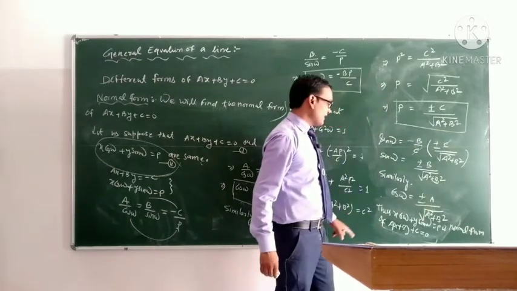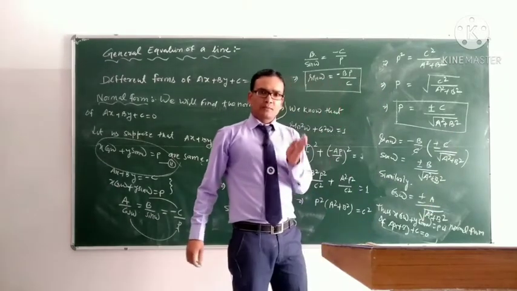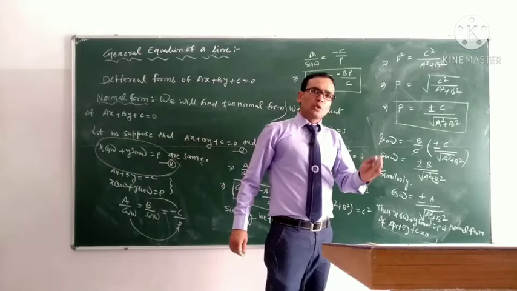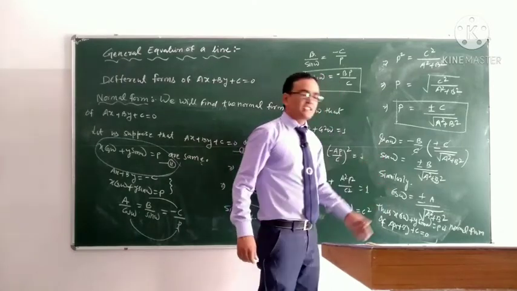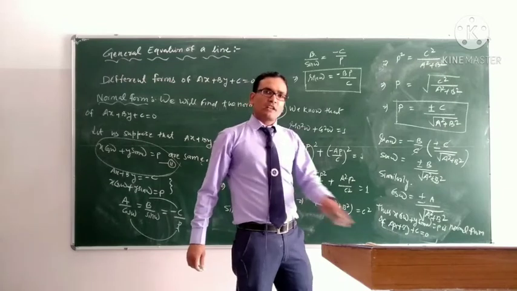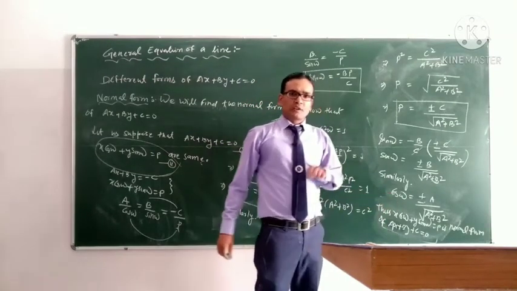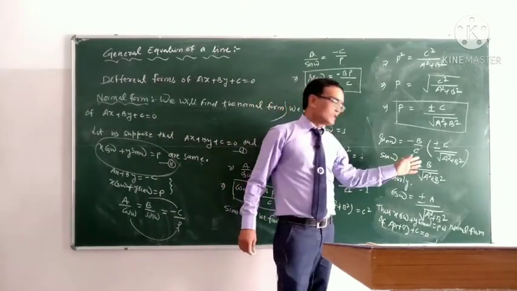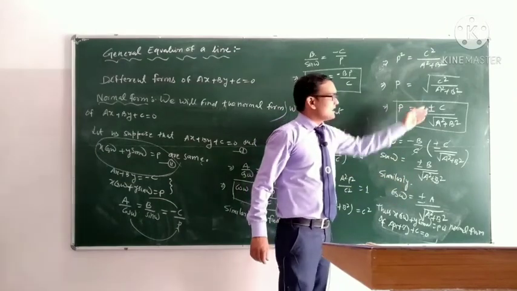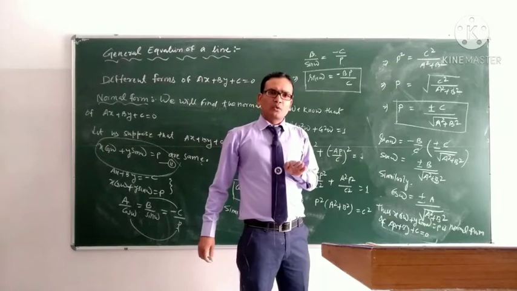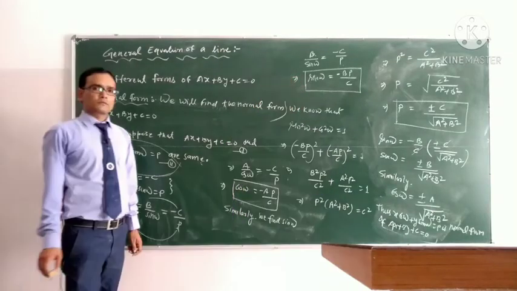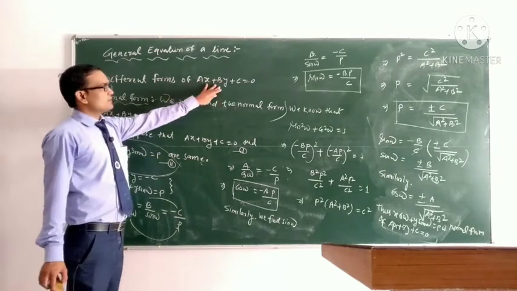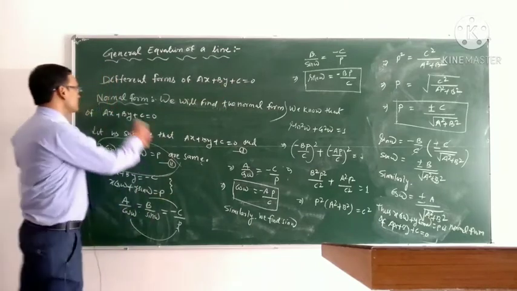Okay students, we find the normal form of ax plus by plus c equal to 0. x cos omega plus y sin omega is equal to p, where cos omega is plus minus a upon square root a square plus b square. Sin omega is plus minus b upon square root a square plus b square, and p is plus minus c upon square root a square plus b square. Okay students, you understood the normal form of ax plus by plus c equal to 0.